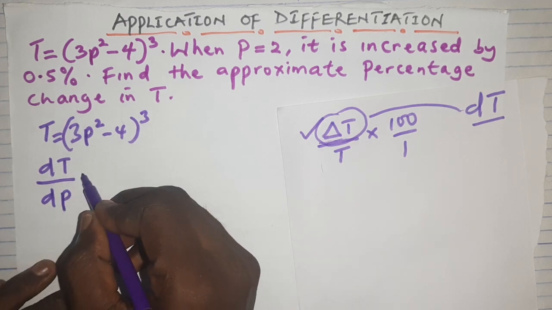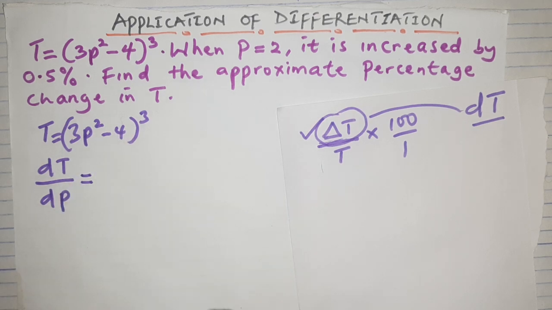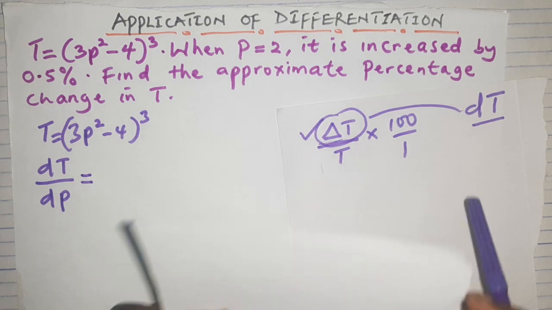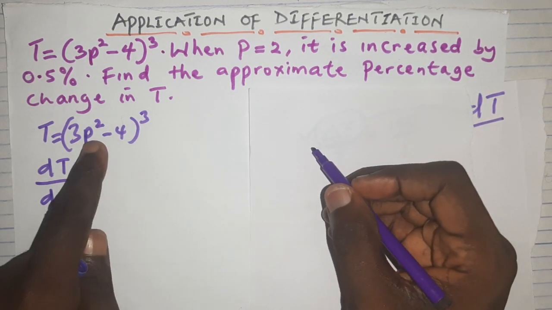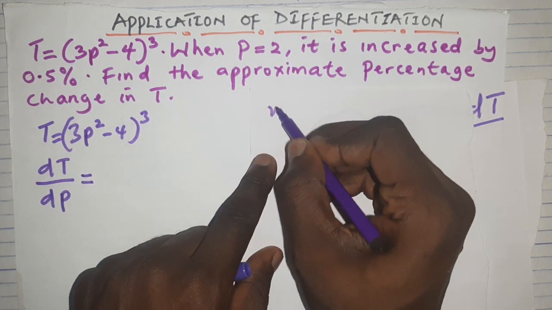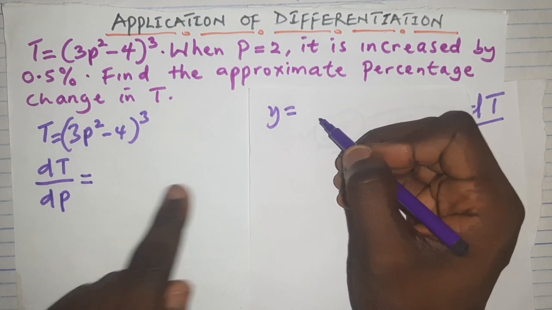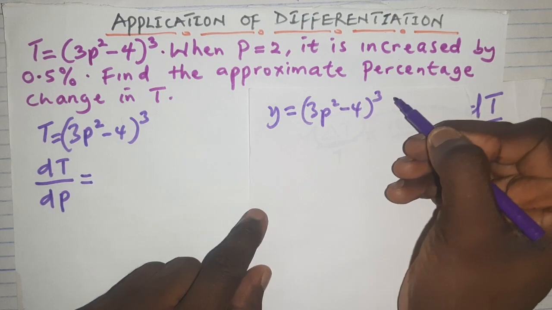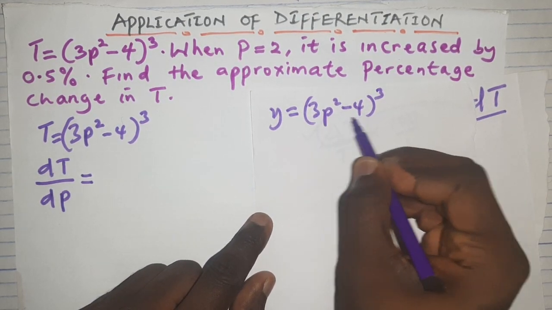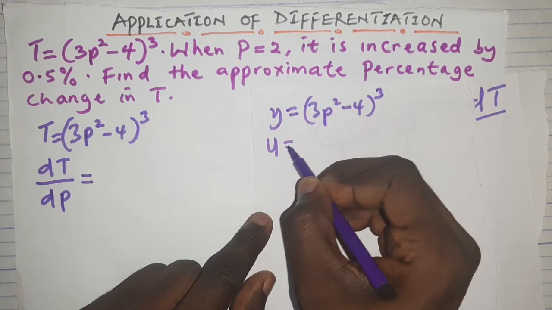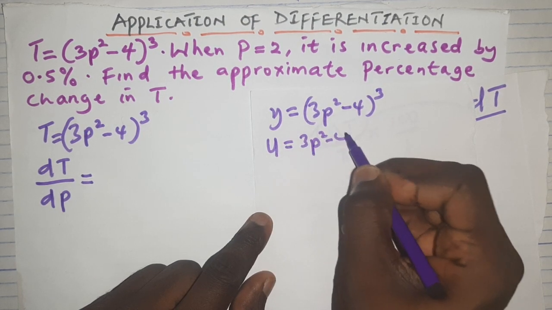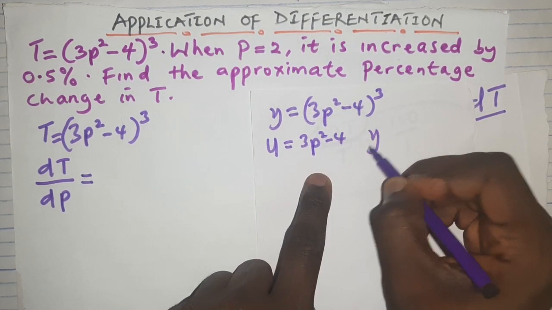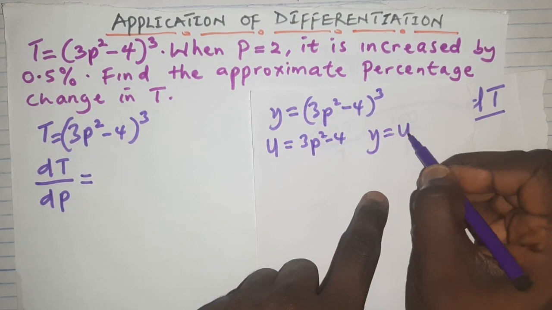So dt dp, it will now be equal to what? Let me differentiate this. I can use the chain rule since it has a binomial and a particular power. Differentiating only this one, I say y equals 3p squared minus 4, all raised to power 3. I'm making the binomial in this bracket my u, so u equals 3p squared minus 4. I can now rewrite this: y equals u raised to power 3.